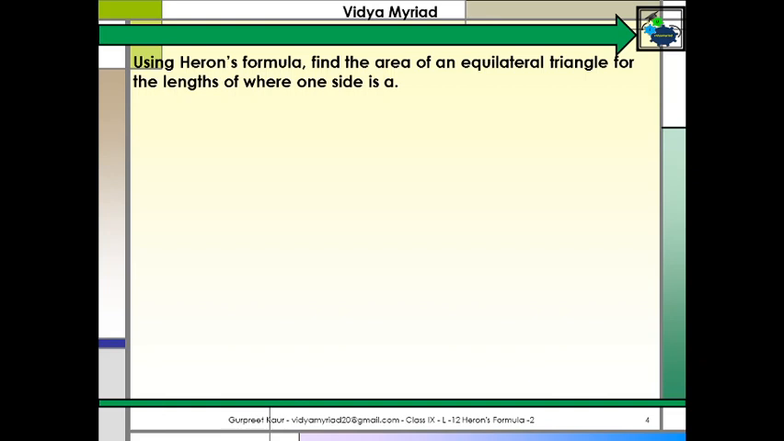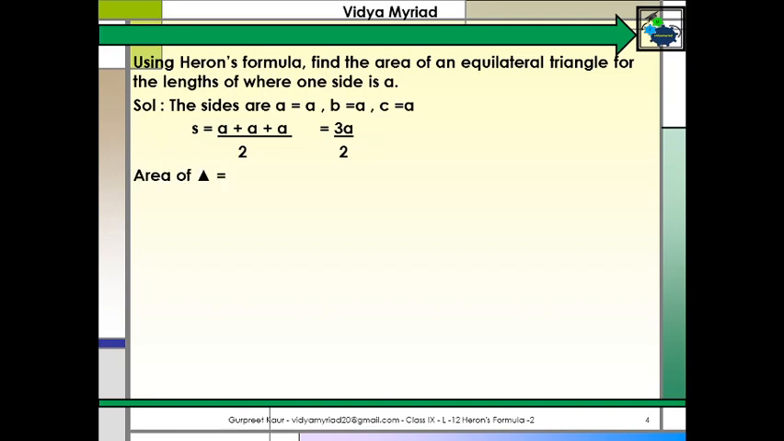Another question: using Heron's formula, find the area of an equilateral triangle where one side is a. So one side is a and it is an equilateral triangle. We know in an equilateral triangle all the sides are the same. That means all are a. So I can easily find the semi-perimeter. It comes to 3a upon 2. Now find the area by putting in the values.